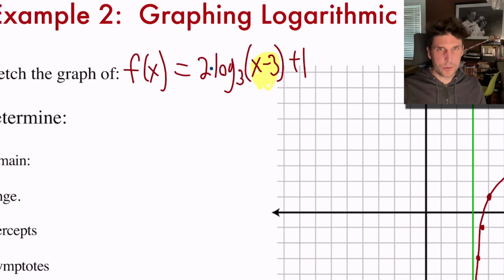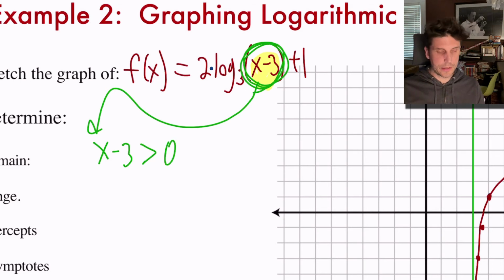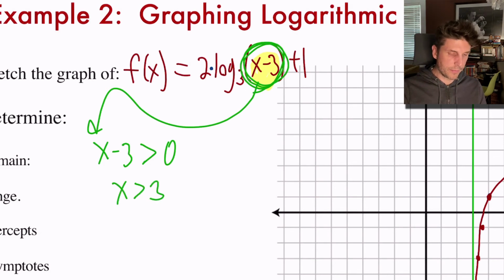That has no influence on your domain. This right here, whatever's inside the parentheses, you take that and you say, what is x if this is greater than 0? You have to solve that inequality. So this is a nice simple inequality. Add 3 to both sides. x has to be greater than 3. So that means our domain is (3, infinity).